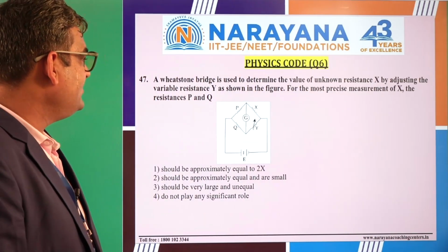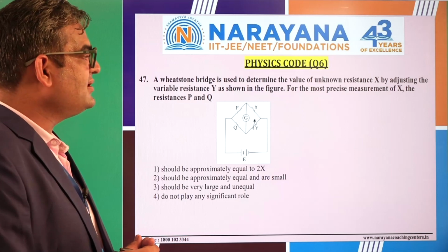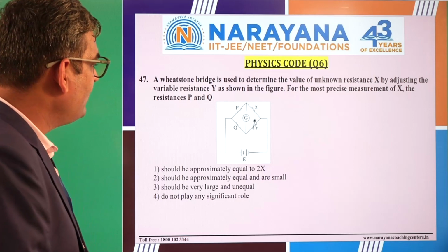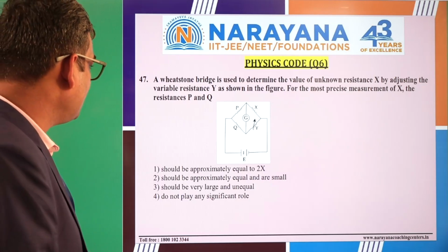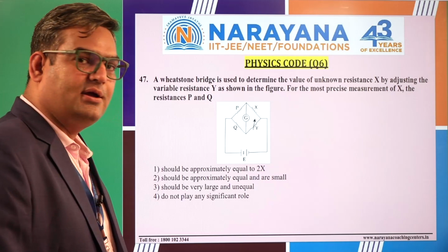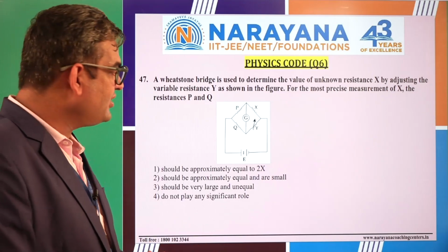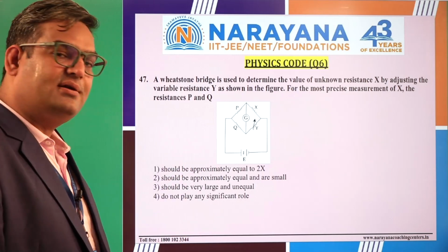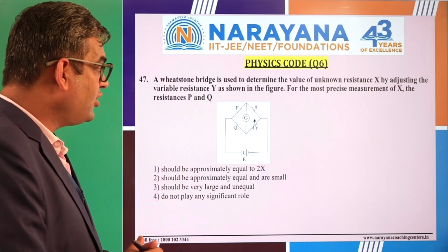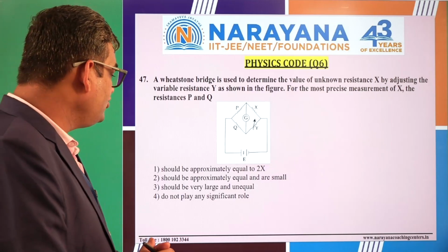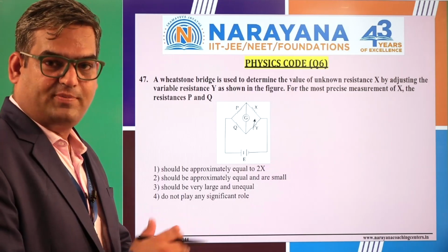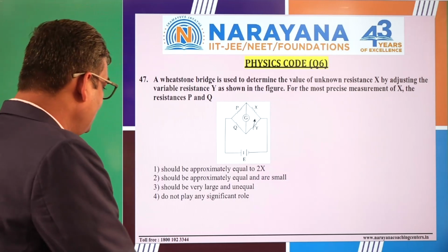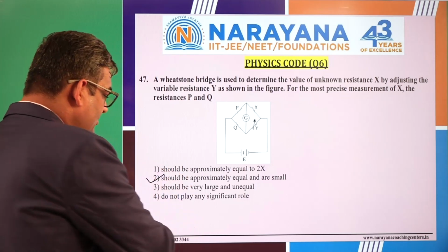A Wheatstone bridge is used to determine the value of unknown resistance X by adjusting the variable resistance Y as shown in the figure. For the most precise measurement of X, the resistance P and Q, we should know from our practical observations and our understanding of Wheatstone bridge that for accurate results, for more precise measurement, the ratio should be closer to 1, as well as the values should be small. Hence, we can simply tick on this second option.